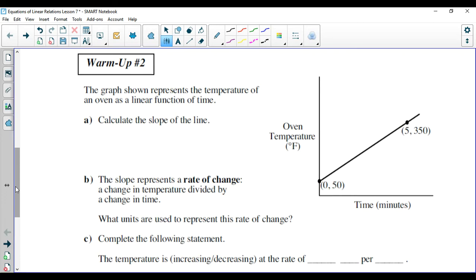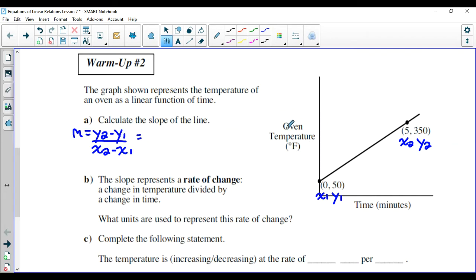The graph shown represents the temperature of an oven as a linear function of time. And we want to calculate the slope of this line. So once again, we're going to use these points on the line to determine that. Let's call this x1, and this one y1. We'll call this x2, and that y2. And now to calculate the slope of the line, we use the slope formula because we have 2 points. So m would be equal to y2 minus y1 divided by x2 minus x1.